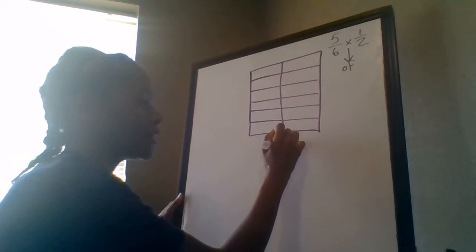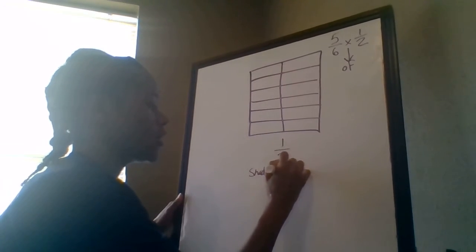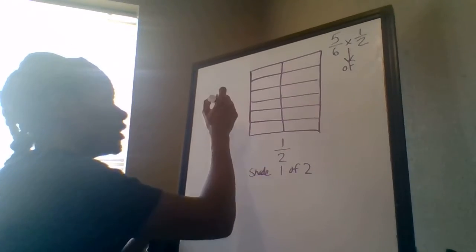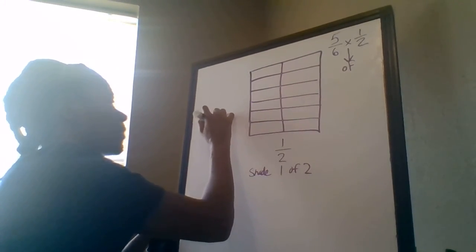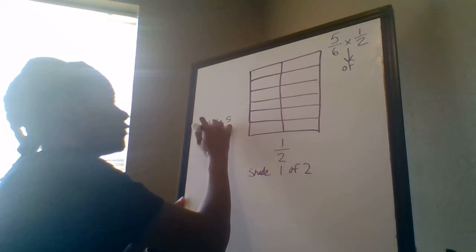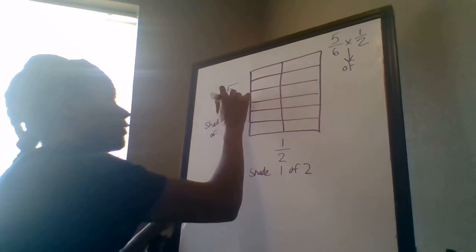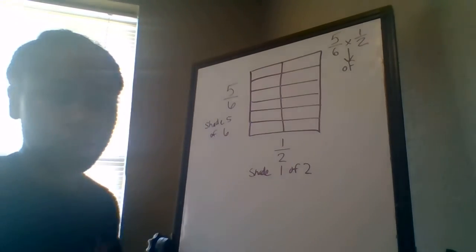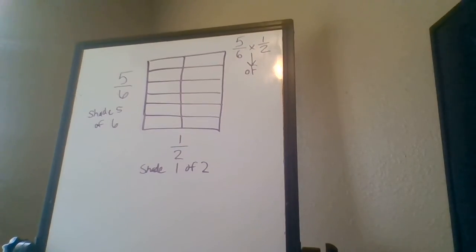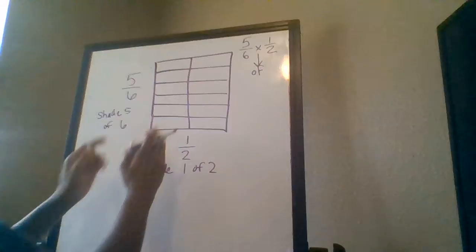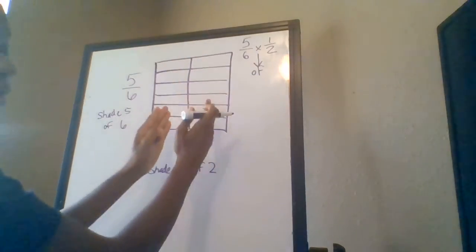So down here at the bottom, we want to shade 1 of 2. And over here, as our other factor, we want to shade 5 of 6. So we want to show 5/6 over here, and we want to show 1/2 here. So the first thing I'm going to do is show 1/2. So I have 1/2 and another half going up here.